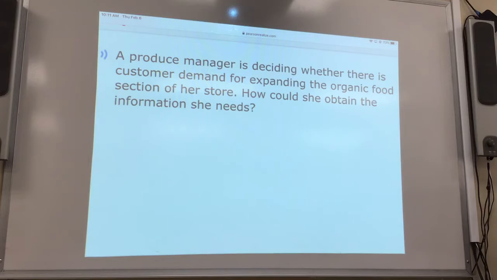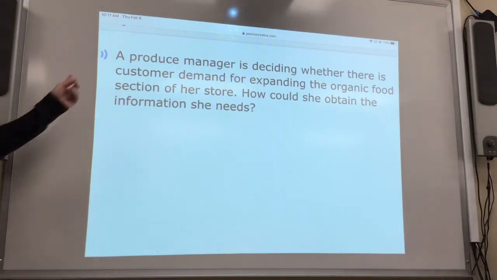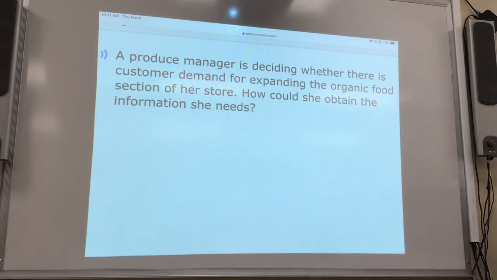Okay. Produce manager. Do you guys know what a produce manager is? Do you know the produce section of a grocery store? Yeah, all the vegetables. It's the fruit and vegetable section, so it's the manager of that section of the grocery store. And they're trying to decide whether there's a customer demand to expand the organic food section or not. Okay, so they're trying to decide if it's worth their money.